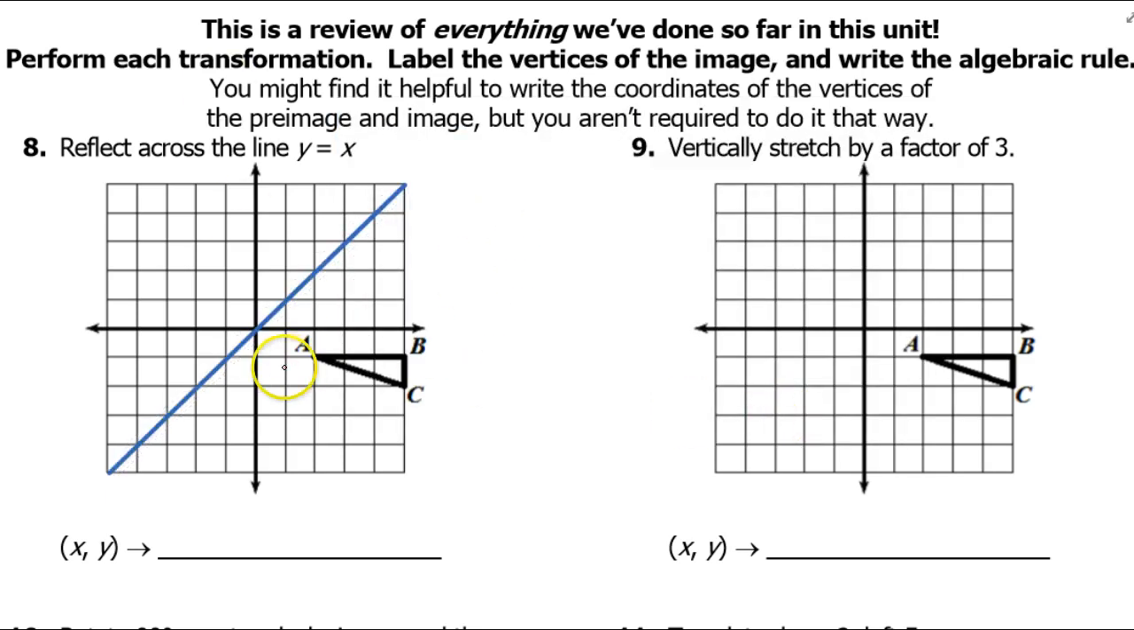So if I want to find the image of triangle ABC, what I could do is just count squares diagonally. Now look at point A. It is 1.5 squares diagonally away from the reflection line. So there's half a square and there's one more. Alright, so this should be A prime.